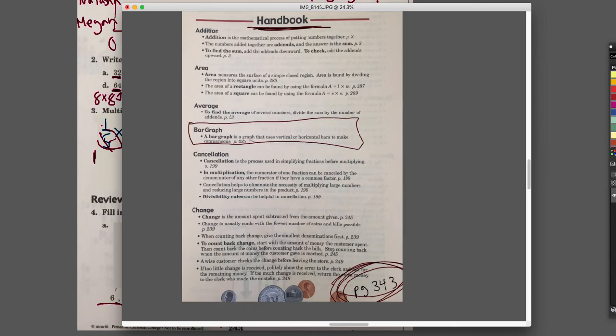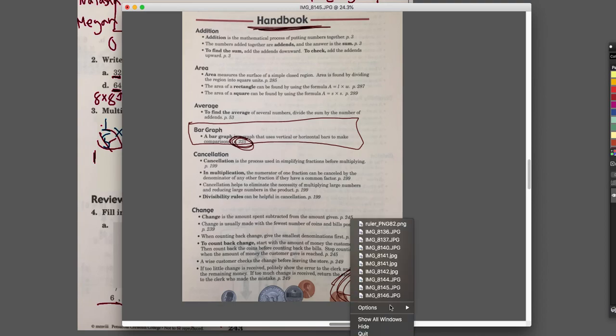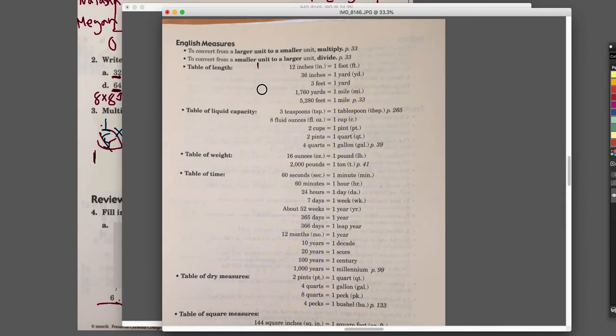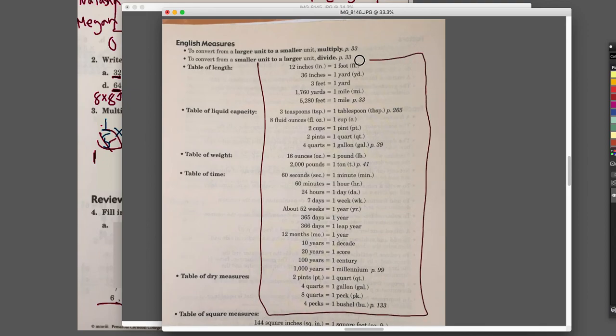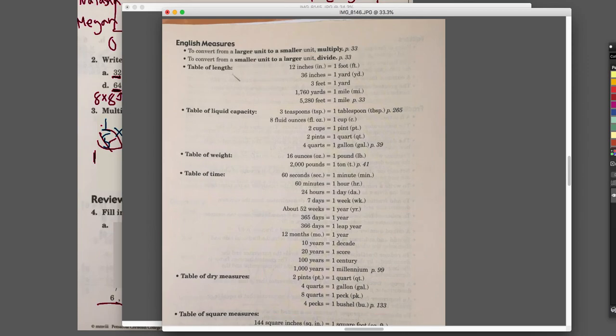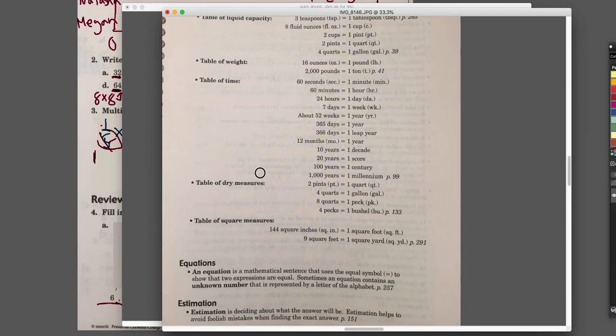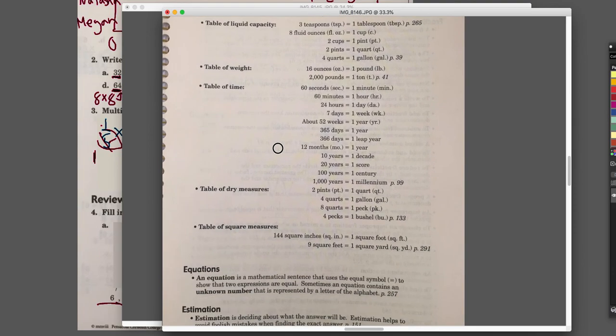A bar graph is a graph that uses vertical and horizontal bars to make comparisons, and it even tells you the page number. So if you have any confusion about anything, I would go back to your handbook and see if they have a definition for it. It even has some measurements here. And I really wish we knew about this earlier in the year. But yeah, this is really handy for some of the problems. And there are lots of different keywords that if you don't remember what they mean, you can just go back into the handbook and look it up.